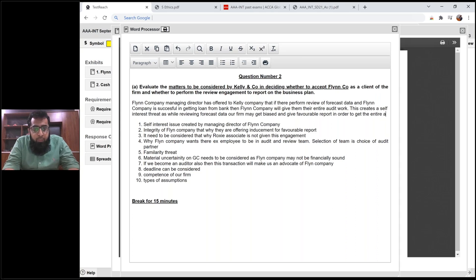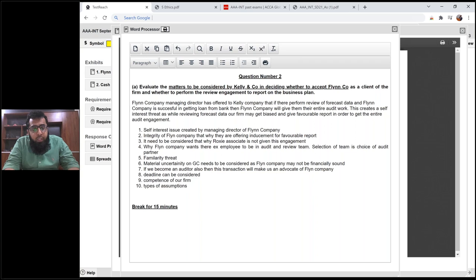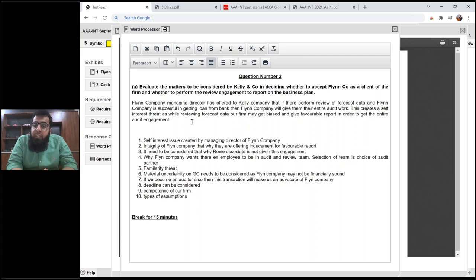I will repeat it again. I want you all to concentrate on it. The first issue being identified here is that the Flynn Company managing director has told us that if you perform this review and give a favorable report, then we will give you this entire audit work. So it is a self-interest threat. Why is it a self-interest threat? Because this attraction, this motivation that we need the entire audit work, may force us not to do the audit in an independent manner.